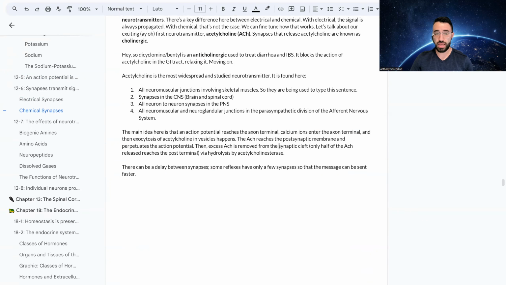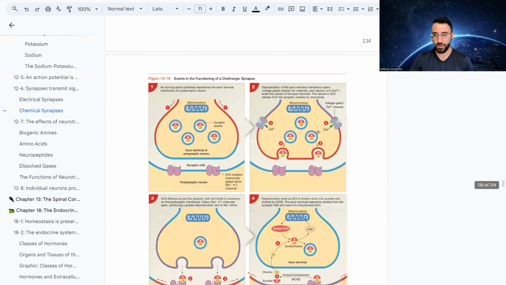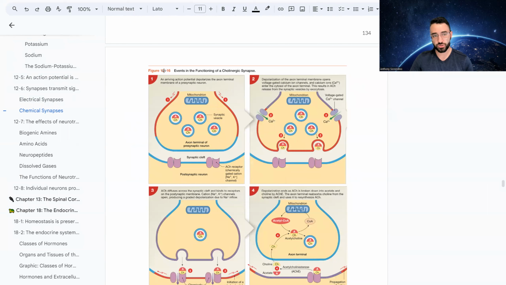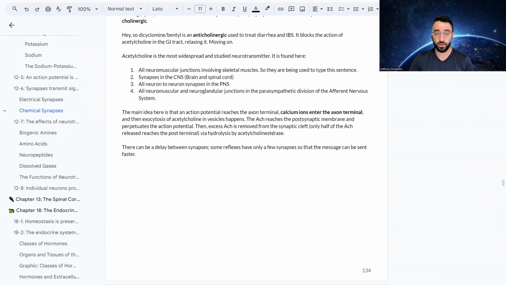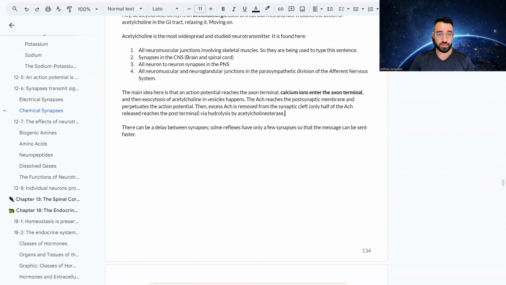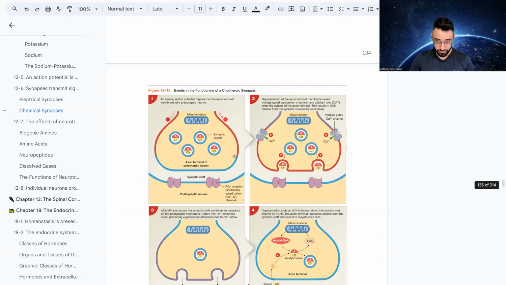And the idea here is that the action potential reaches the axon terminal. Calcium ions enter the axon terminal. That's a key part that I missed during my test taking. And you can see that here, figure 12.16, slide 2. That's what begins this neurotransmitter release. And acetylcholine breaks out of the vesicles via exocytosis.